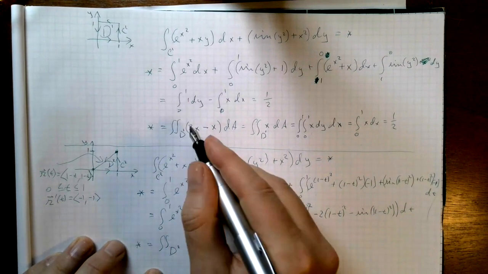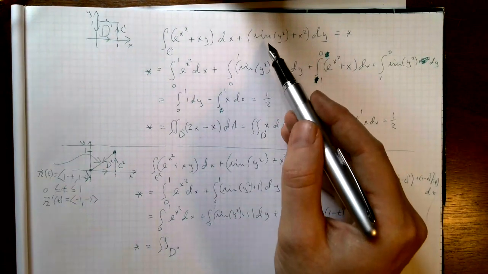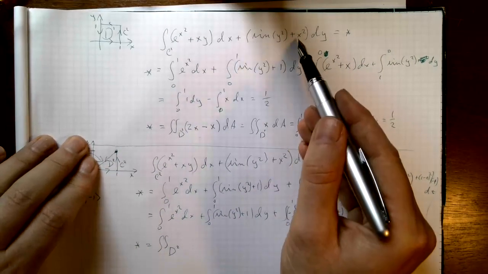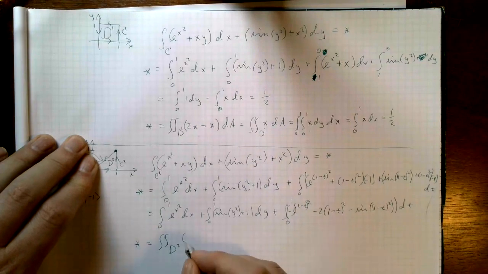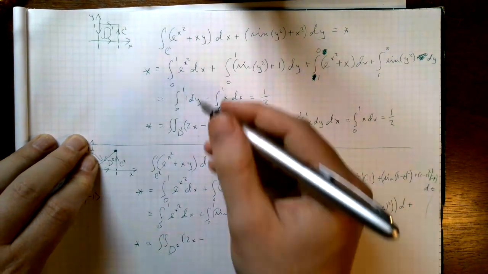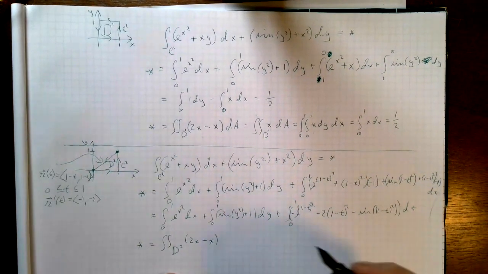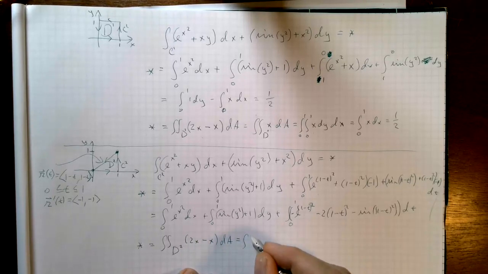if I integrate, well, it's still the dQ/dx, which is still 2x. Minus dP/dy is still x. So what's inside is still x. So I have the double integral over D2 of x dA.